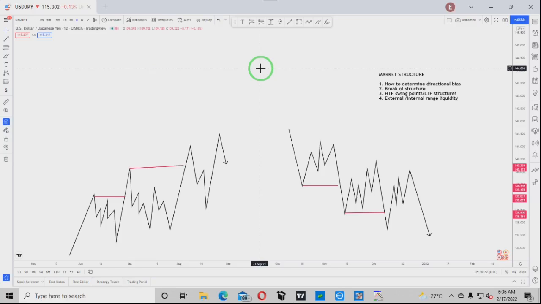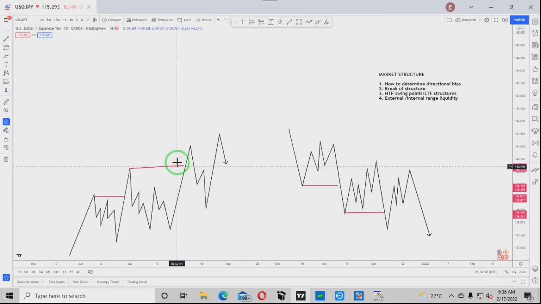These are concepts that will help you build up your trading skills in terms of market structure. So pay attention very, very carefully.